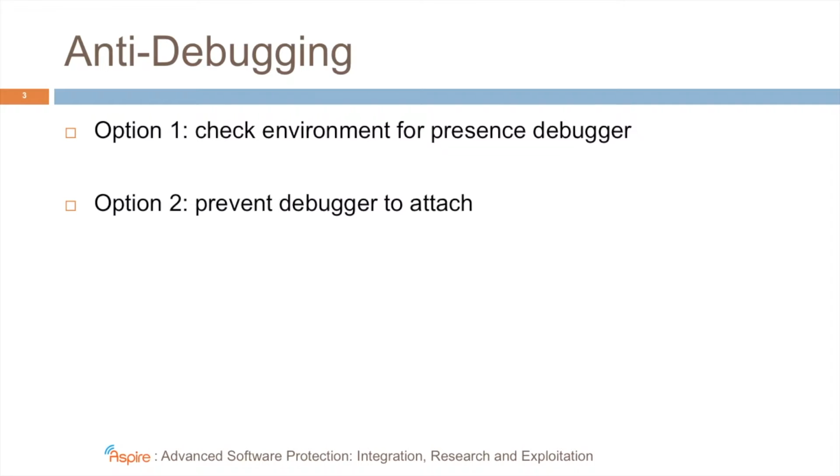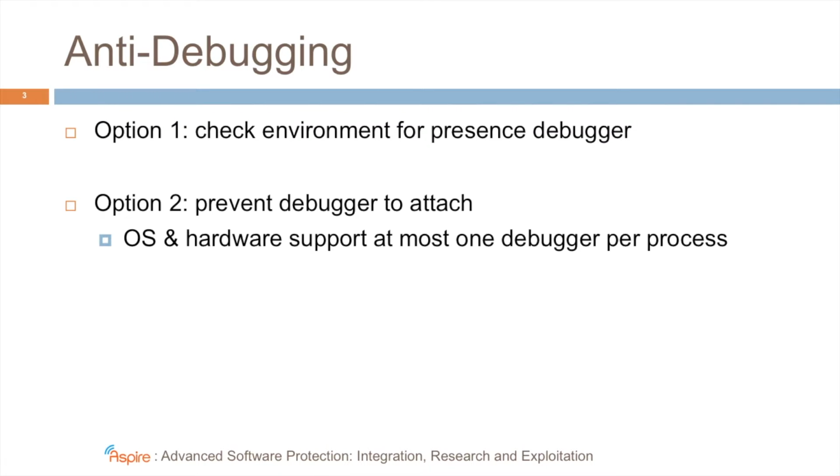So we focus on a second option, and that is to prevent a debugger to attach in the first place. We're not going to allow it to attach and then try to detect that. We're going to prevent it in the first place. The reason we can do so is that typical OSs, well, actually all OSs we are aware of, and hardware support to make debugging more efficient, support at most one debugger per process. It's not possible to attach more than one debugger.